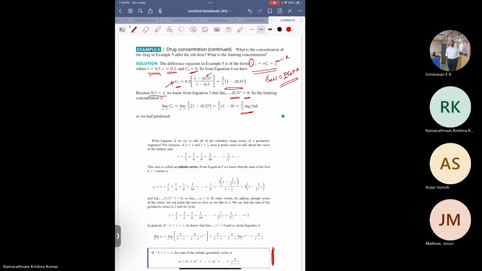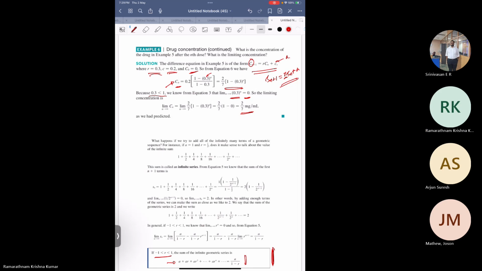So there are other infinite series. These are infinite series. As n keeps tending to infinity means infinite series. So this can be actually simplified if it is A plus AR plus AR squared and so on. When R is between -1 to +1, it is A by 1 minus R.